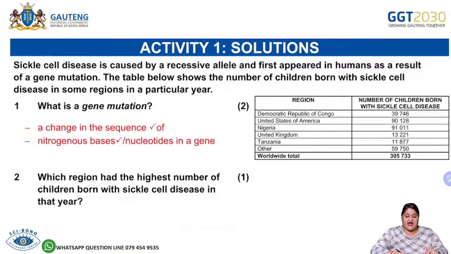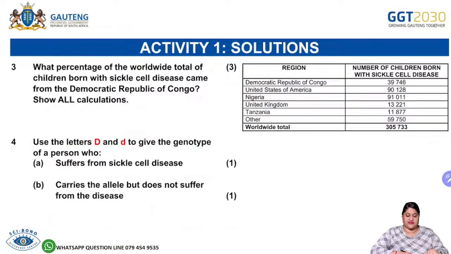Which region had the highest number of children born with sickle cell disease in that year? So let's go and look at what the highest number is over here. Right, it is Nigeria, with 91,011. Okay, so that is a very high amount. It's the largest amount there. So as we can see, it's Nigeria.